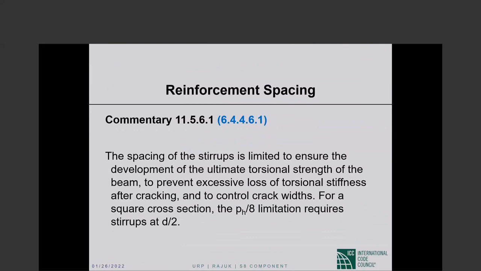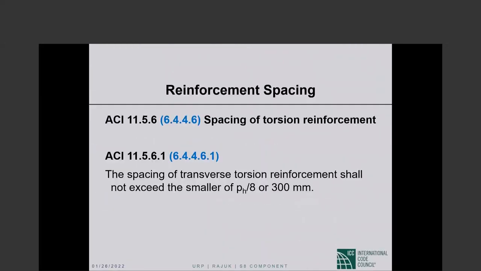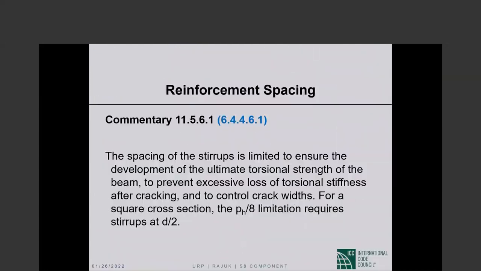The spacing of the stirrup is limited to ensure the development of the ultimate torsional strength of the beam, to prevent excessive loss of torsional stiffness after cracking, which I showed you, and to control crack widths. For a square cross-section, the P sub H over 8 limitation requires stirrups at D over 2, 1/2 of the effective depth. Okay. So it is P sub H over 8 or 300 millimeters, whichever is the smaller of the two.